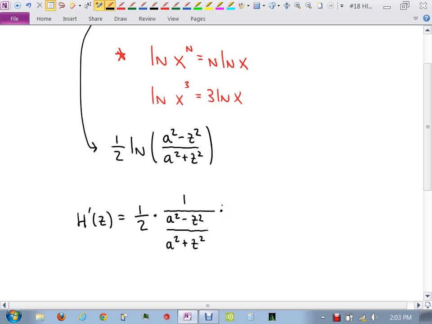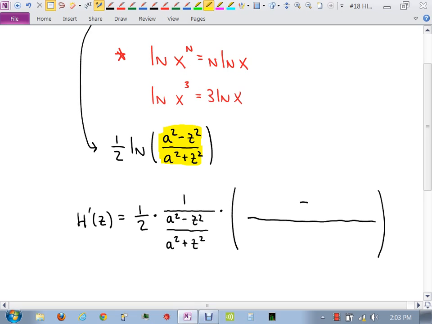Okay, times what? The quotient rule on the junk, right? Quotient rule on the junk. So here comes my quotient rule on the junk. I'm already setting up my quotient rule right here. Remember that what we're trying to take the derivative of, which I just highlighted in yellow, is the quotient rule on that, treating a like a what? Constant, and z like the variable.